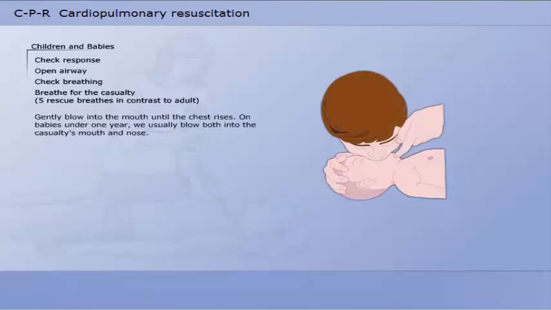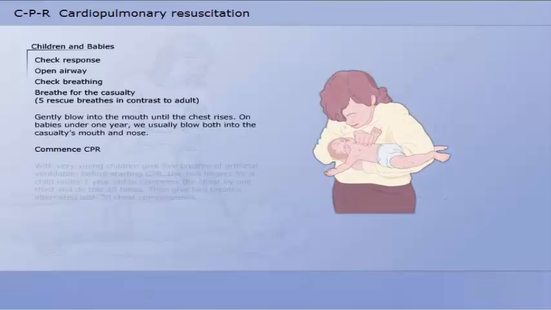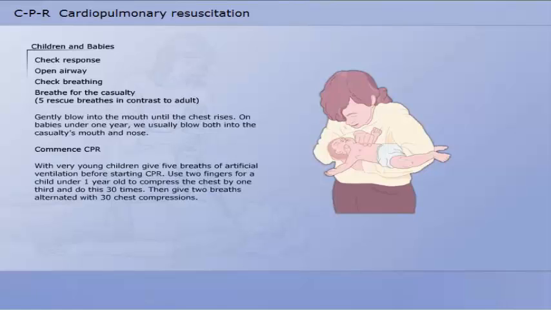With very young children, give 5 breaths of artificial ventilation before starting CPR. Use 2 fingers for a child under 1 year old to compress the chest by 1/3, and do this 30 times. Then give 2 breaths alternated with 30 chest compressions. If the child is 8 years or over, treat as for an adult.